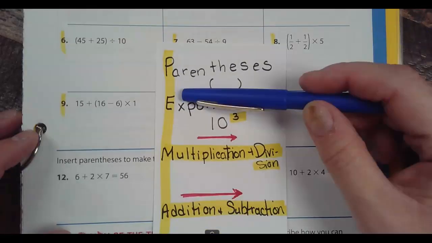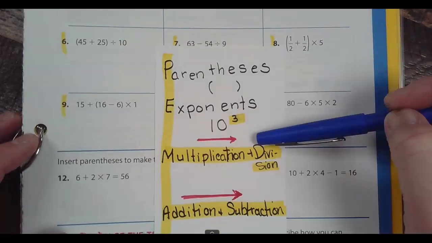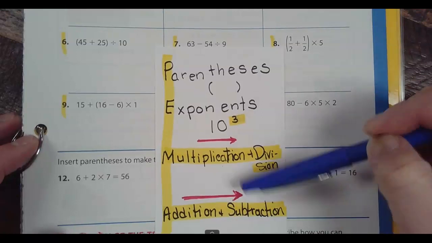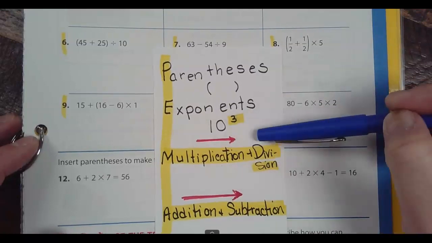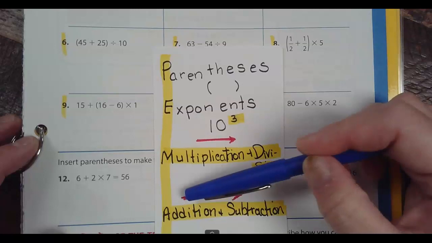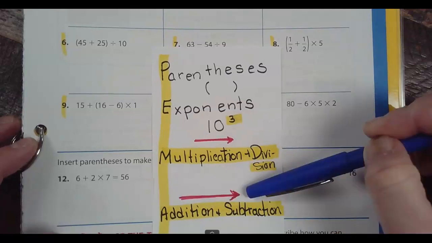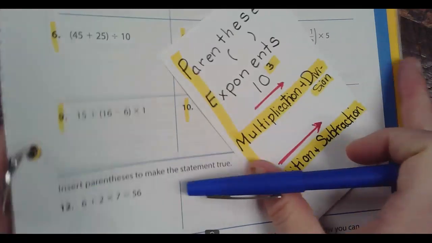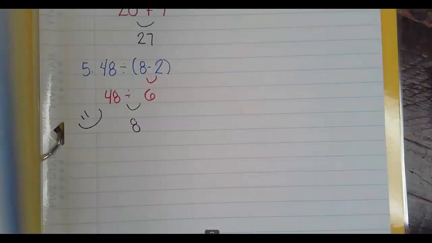Parentheses, exponents, multiplication and division, addition and subtraction. Multiplication and division go left to right. Addition and subtraction go left to right. So number 6 looks like this.